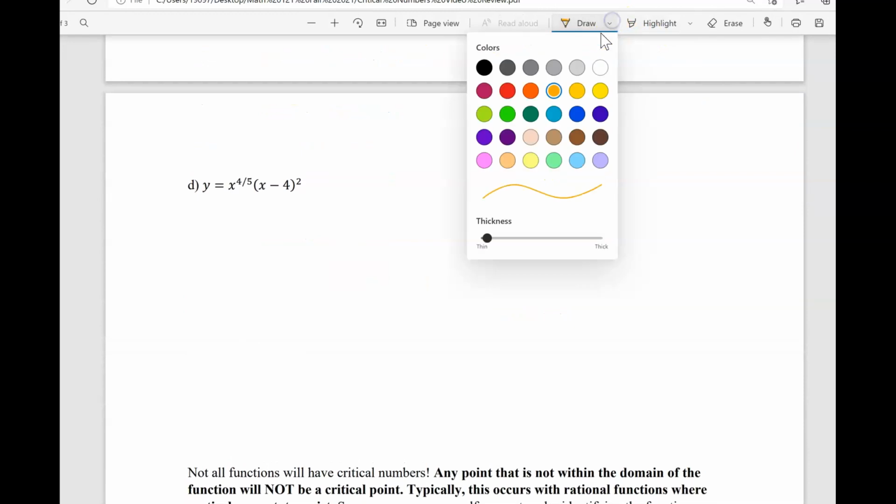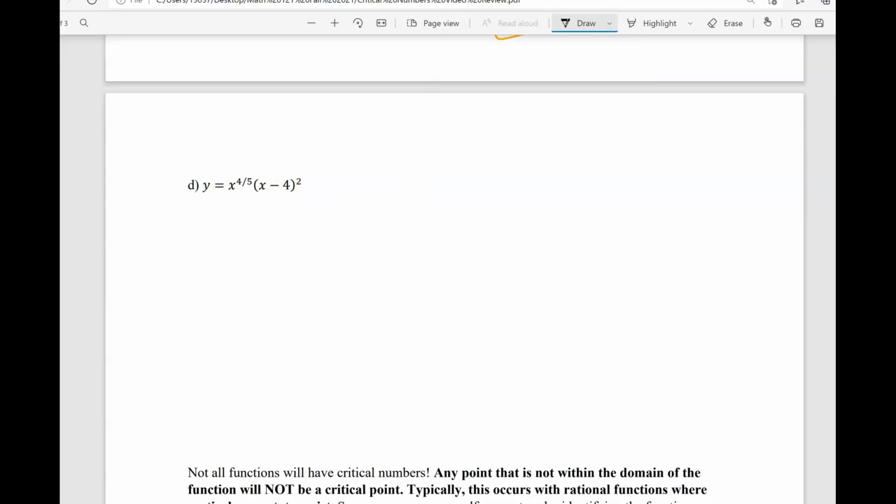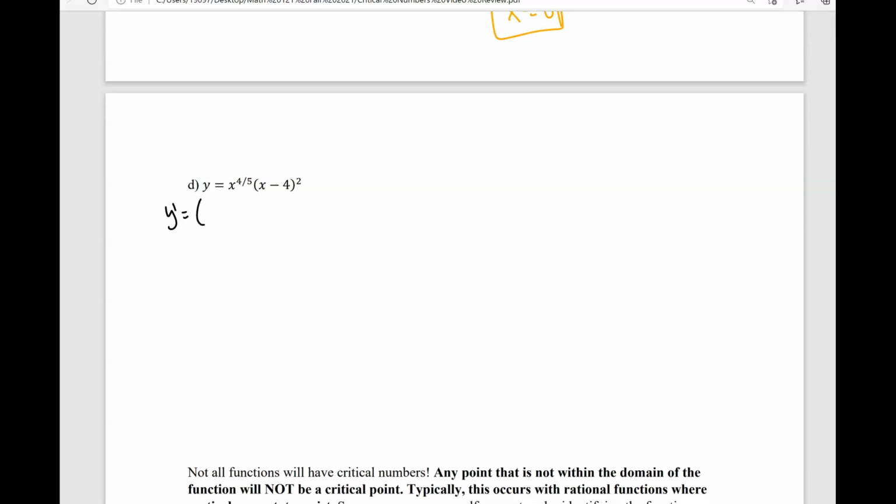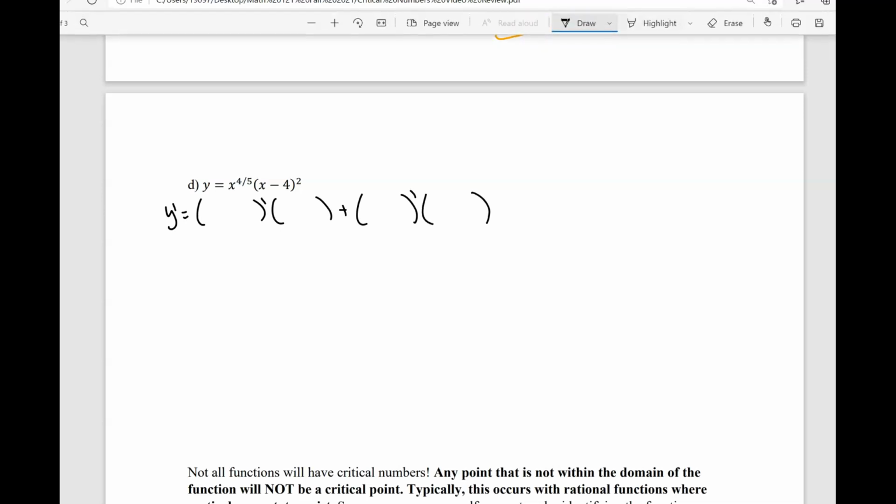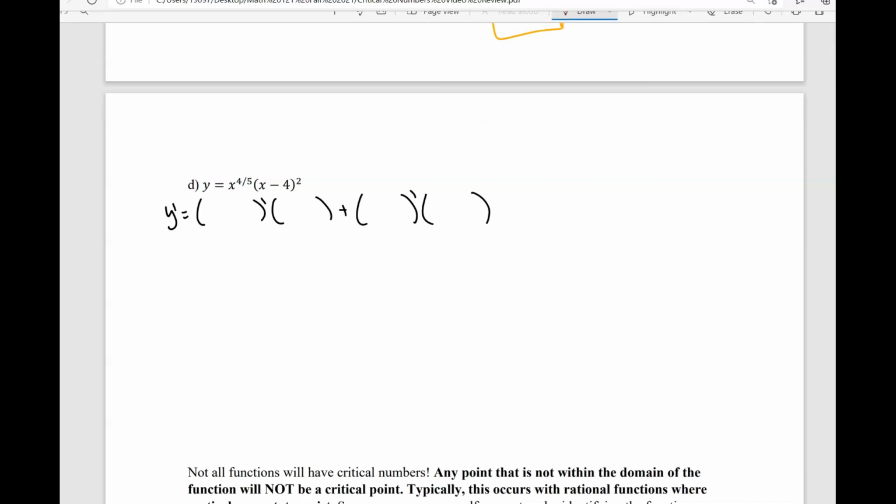Okay, so part D seems a little bit more involved. So let's go ahead and take the derivative of this guy. So notice that I have two functions, so I have to use the product rule here. So y prime. So I do have to use the product rule. All right, so in the first parentheses, I'm going to have this x to the 4/5. I'm going to write x to the 4/5 over here. And then in the middle parentheses, I'm going to have x minus 4 squared.